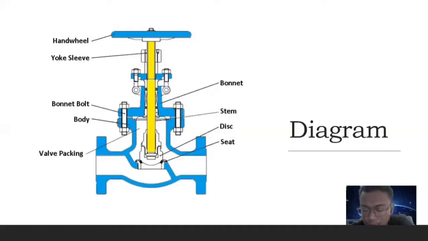Bonnet. The bonnet is a cover that is used for the opening in the body and is divided into two parts, which are fastened together. Some valve bonnets are used only as a cover, while some of them are used for valve interior accessories. And then the trim. The trim is usually presented on the inside of the valve and consists of the stem, sleeve, seat, and disc.